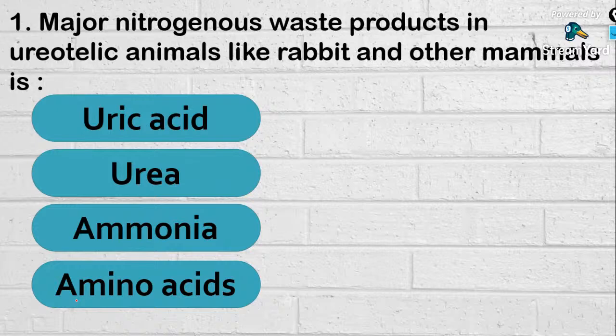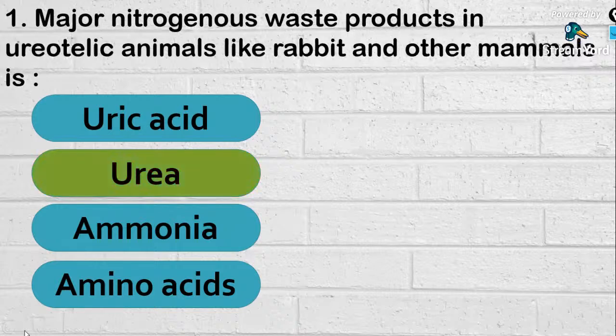10, 9, 8, 7, 6, 5, 4. Where is Nila and Shraddha? Where is Nila and Shraddha, not commenting any answers? 3, 2, 1, and let's see the correct answer for the question. It is urea. Absolutely, Roshit. Shraddha, is it uric acid?